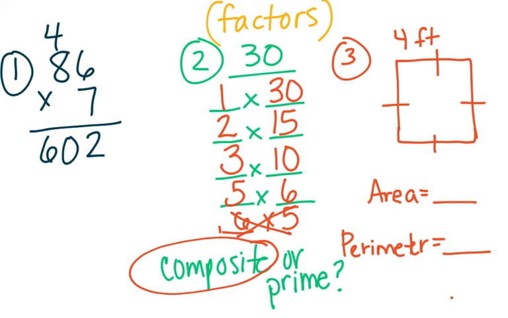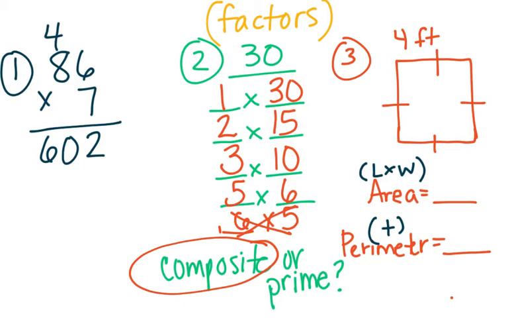Number 3, please find the area and perimeter of this square. Remember, area is length times width. Perimeter is adding up all the sides. So go ahead and find the area and perimeter of that square. Pause the video.